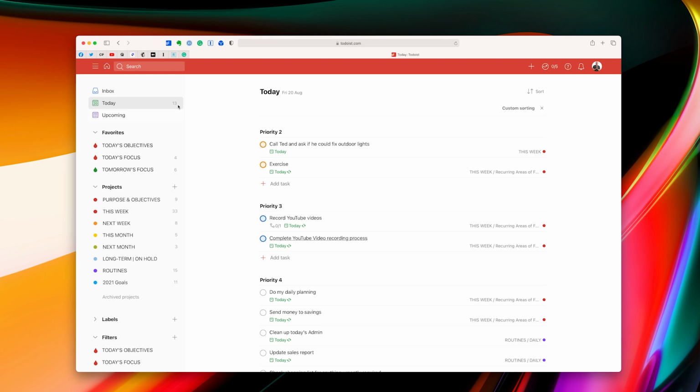That's going to save you a lot of stress. It's going to save you a lot of pressure. And all you need to do is that 10 minutes at the end of the day, looking at the task and prioritizing what's important and what's not important.